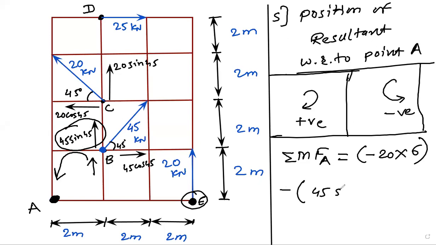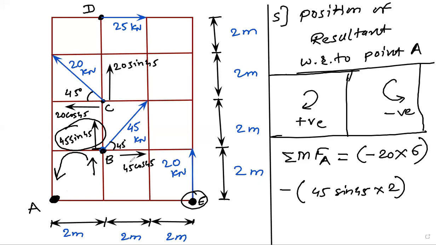Minus 45 sin 45, and force is vertical. Force vertical आहे त्यामुळे डिस्टन्स हॉरिझॉन्टल घ्यायचा. So from point B up to point A, horizontal distance is 2 meter, that is multiplied by 2.